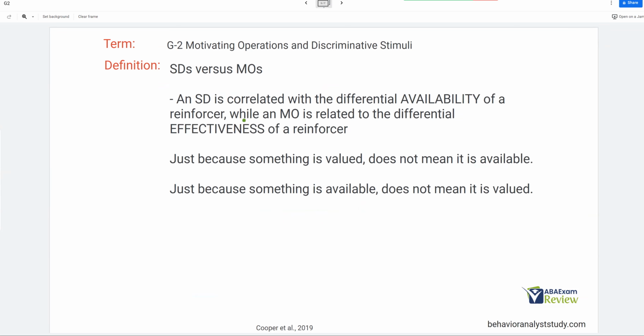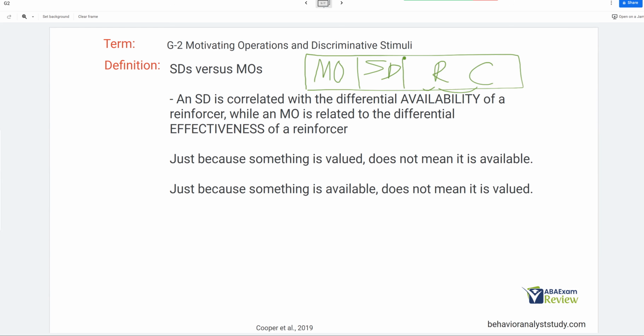Now, what is the difference between the SD and the MO? Well, when we have our three-term contingency, SD, response, consequence, the MO is sometimes considered that fourth part of this contingency because the MO is affecting all of these different things, right? MO is affecting behaviors and it's affecting the consequence. So where does the SD come into play?